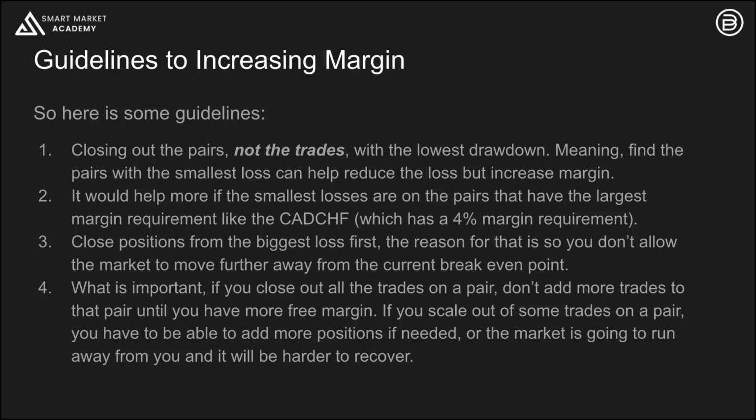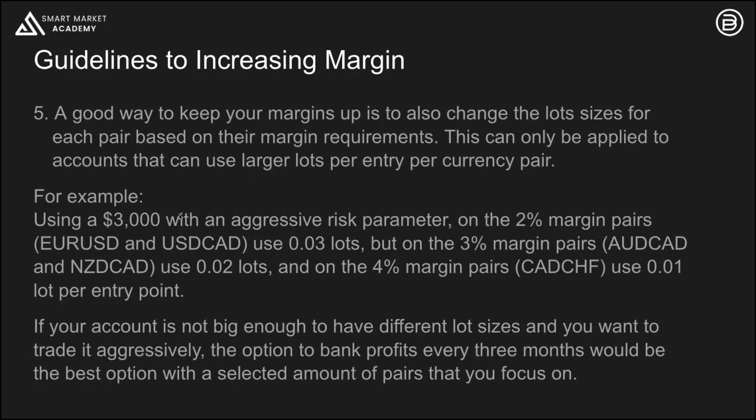Okay. Now, fifth, a good way to keep margins up is to always change the lot sizes for each pair based on their margin requirements. This can only be applied to larger accounts that trade larger lot sizes per entry per currency pair. As an example, if you've got a $3,000 trading account, and we spoke about this in one of the lessons, and you're trading aggressively, you could use the 2% margin pairs, which are the Euro US dollar and the US dollar CAD, and trade 3 microlots.